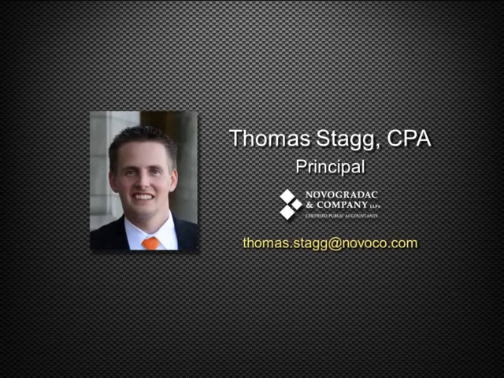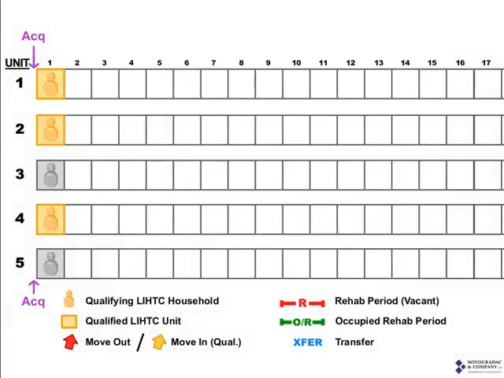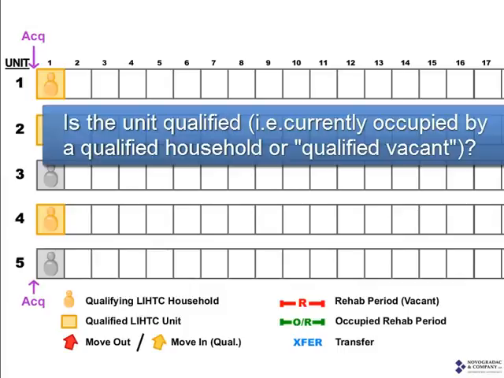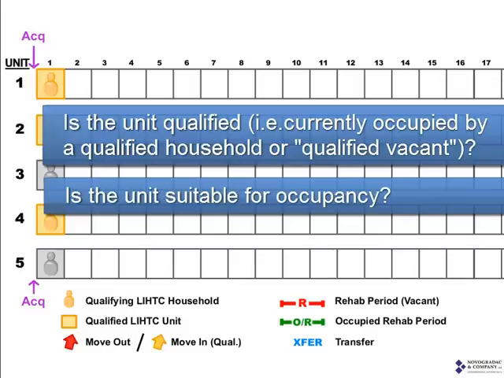There are two questions we're going to ask ourselves for these units at the close of each month. These are the two questions we have to be able to answer if we want to say that this unit qualifies for tax credits. Is the unit qualified, which means it's either occupied by a qualified individual or it's a qualified vacant unit, and is the unit suitable for occupancy? We have to be able to answer yes to both of those questions. If we can't, we can't take credits on that unit.